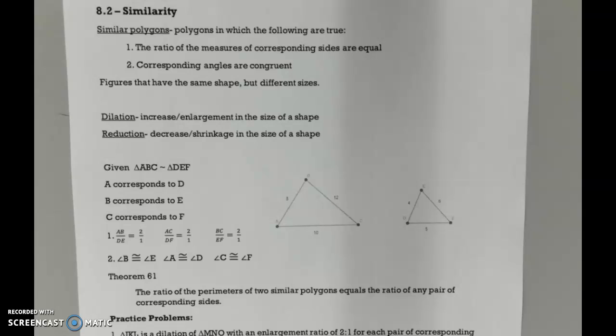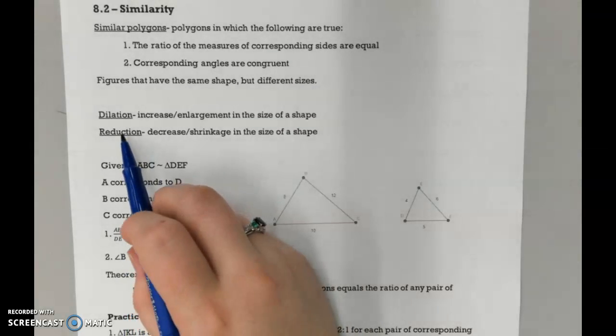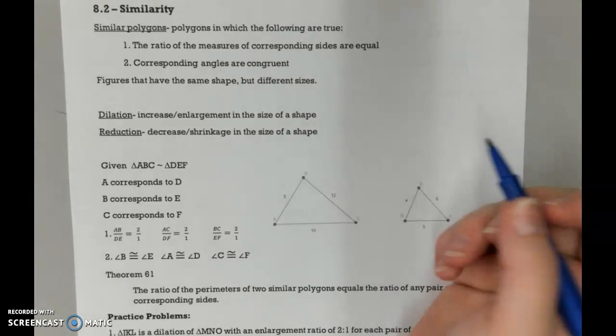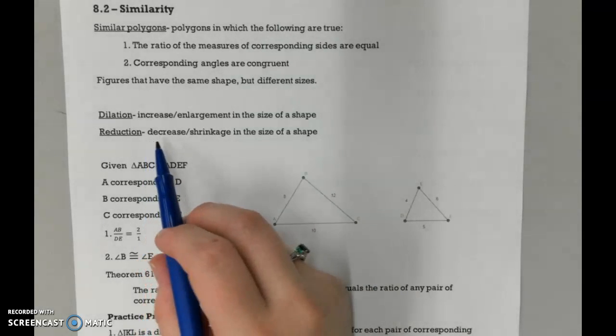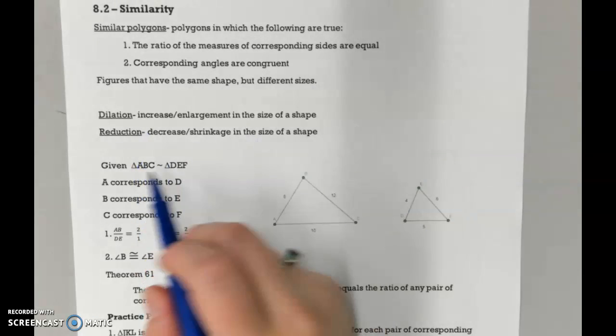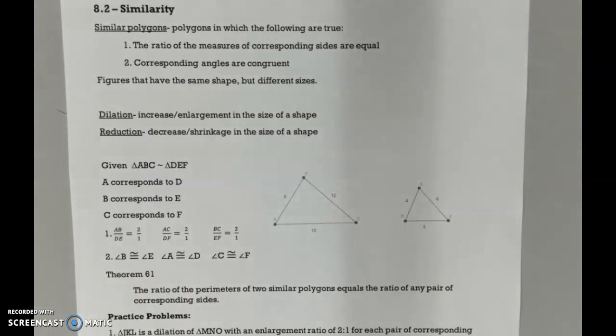And so remember, similar figures are figures that have the same shape but different sizes. So they have to have the same number of sides. A triangle could not be similar to a quadrilateral, and a quadrilateral could not be similar to a pentagon. They have to have the same number of sides. And there are two ways in which these figures can be similar. They can be a dilation, which means they get bigger. If you've ever had your pupils dilated at the eye doctor, dilating means you're getting bigger. Or a reduction, it gets smaller. So dilation is an increase in size and a reduction is a decrease in size.